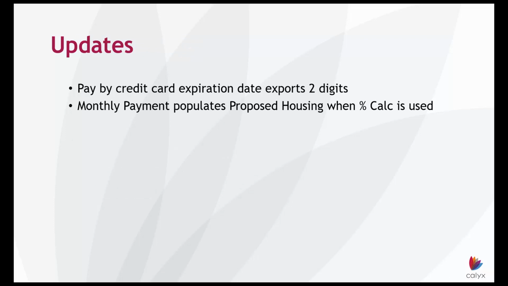A couple of other updates that we put in here: we have updated the expiration date to export 2 digits now, and the monthly payment is now going to populate when you use the proposed housing with the percent calculation inside of the loan area. So let me open up Zenly and show you these new features and updates.